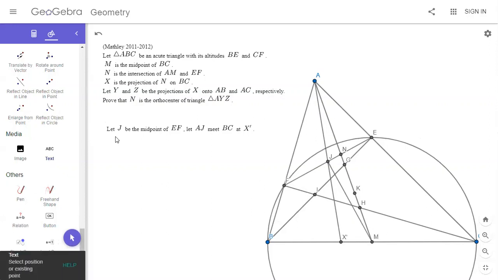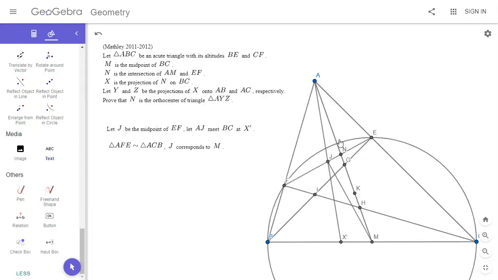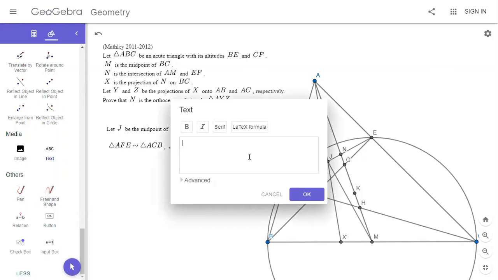So we have AFE is similar to ACD, and J corresponds to M. So that means that angle AJN equals angle AMX prime. So that means that JNMX prime is cyclic.